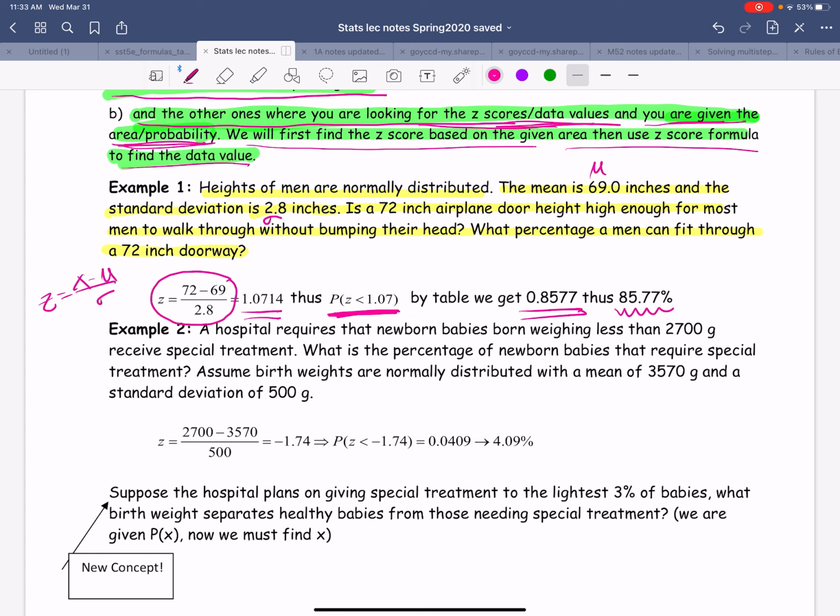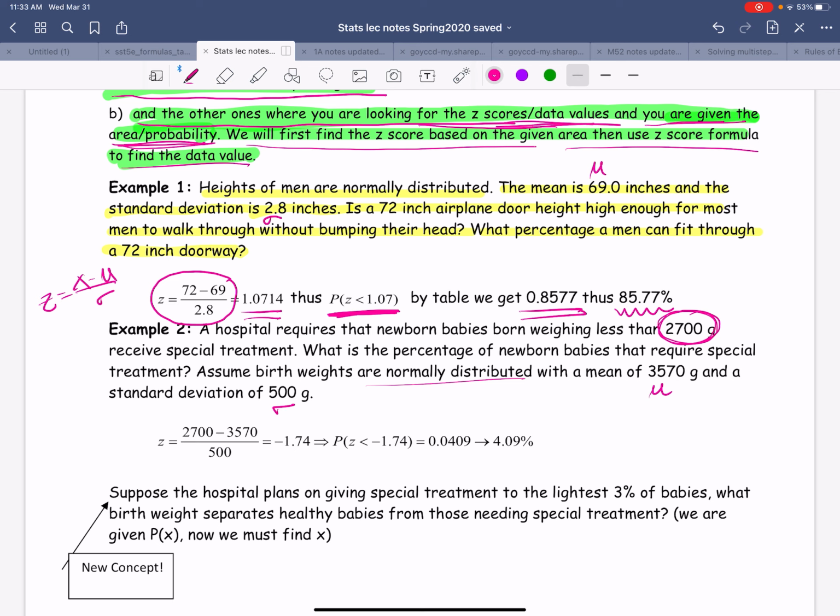Assume the birth weights are normally distributed. So anytime you see the word normally distributed, or symmetric curve, or bell curve, we can use these standardized z-score tables. The mean is 3570 and the standard deviation is 500. We are told that babies who weigh less than 2,700 grams will need special treatment. So we're trying to find out how many babies weigh less than 2,700 grams.